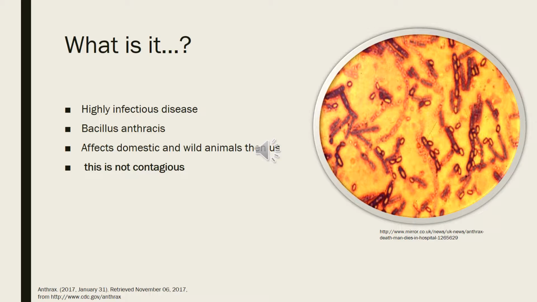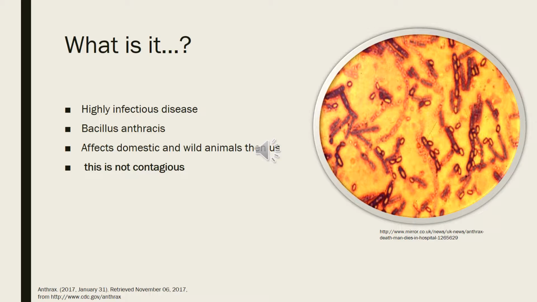Although it is highly infectious, it is actually not contagious whatsoever. We will later discuss how to actually contract the disease in 4 different categories later on in this video. The number one thing to know about anthrax is that we get it from animals, domestic or wild. Domestic really just means like farms and stuff like that, and of course, wild is pretty self-explanatory.